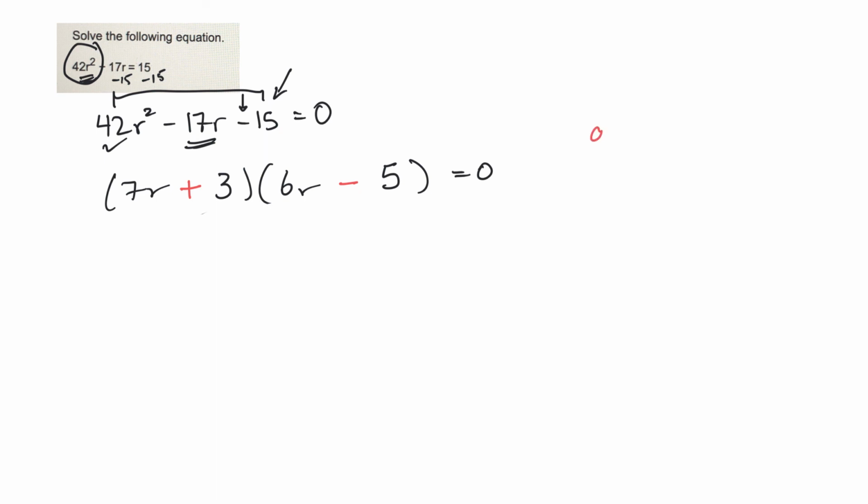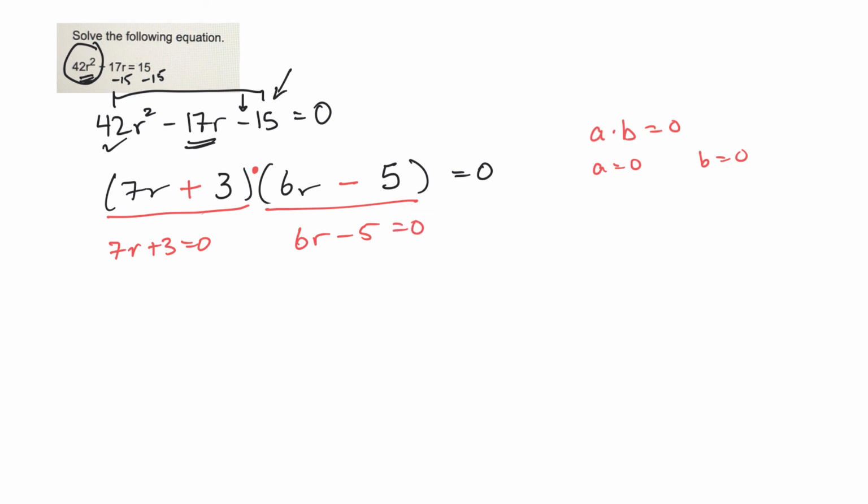Okay, so now that it's factored correctly, I can use the zero principle that says if you're multiplying two things and your answer is 0, then either A is 0 or B is 0, one of the two. So here I've got 7r plus 3 times 6r minus 5 equals 0. So I have to write 7r plus 3 is 0, or the other one, 6r minus 5 is 0. And then solve each of these separately.